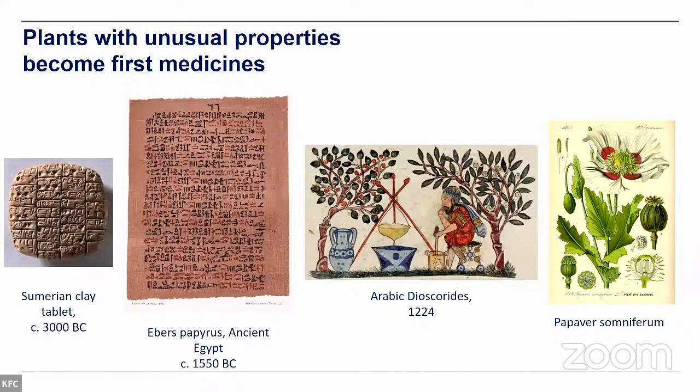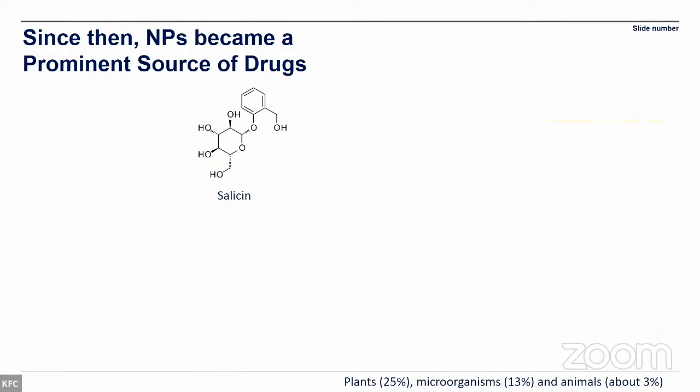But these uses were relatively simple. They were using plants as a whole. But since then, natural products became a very prominent source of drugs, but the roots were in these ancient practices. And before we speak about very well-known drugs that were derived from natural products, maybe you recognize this structure and can tell me what is probably the most well-known natural product derived drug.